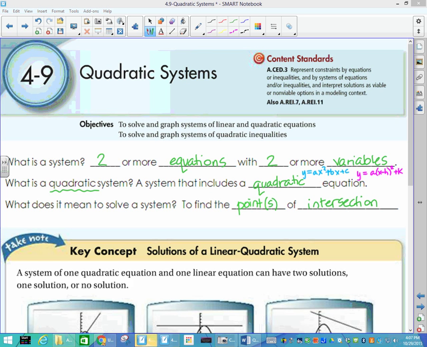Now, what's important about that is remembering that when you write that point, it will always be in an ordered pair, x and y. So that's going to be the answer to our problems when we work them.